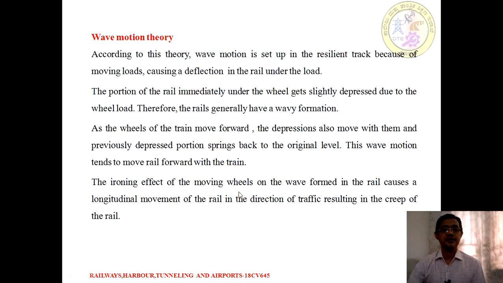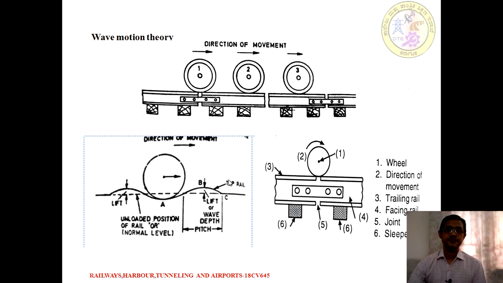The ironing effect of the moving wheel on the wave formed in the rail causes the longitudinal movement. As I explained, it is in the direction of the traffic, which results in the creep in the rail. So according to this theory, wherever the load is applied there is a depression, and when the load is removed, the track system rebounds back to its original level. So the entire track system forms a wavy formation.